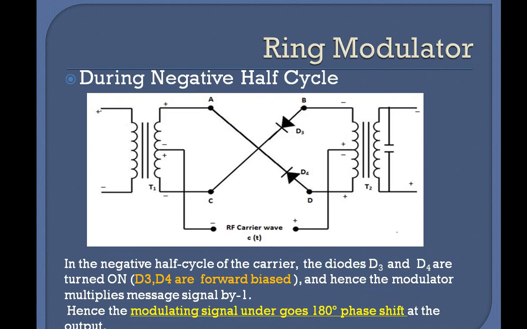Now during the negative half cycle, what happens? Negative half cycle of your carrier, because we are seeing the square waves of your carrier. Now the diodes D3 and D4 will be in on condition, which means these both are now in forward bias, and D1 and D2 are in reverse bias, right? So D1 and D2 will be in reverse bias, and D4 and D3 are in forward bias. Hence now the modulator multiplies the message signal with -1.